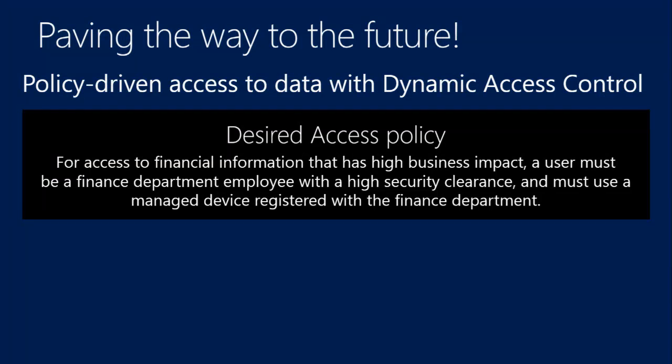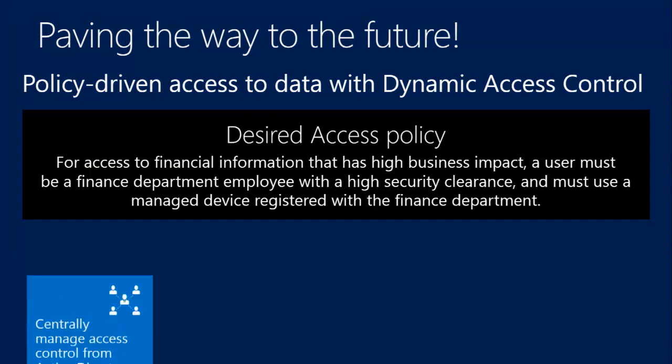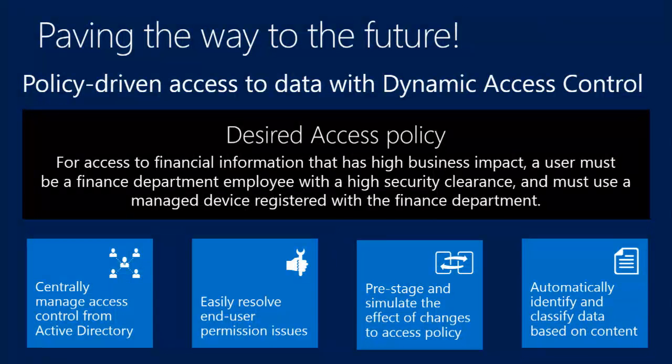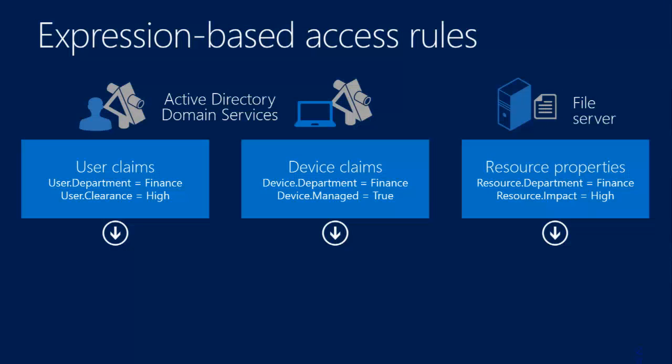Because as soon as Bob moves from accounting and finance over to HR, you now have to undo all the groups and redo all the groups to make all the magic work. So basically, we need a way to have centrally managed access and control from within Active Directory to resolve the end user's problems and issues, pre-stage and simulate this, because these are big, impactful changes you're going to be implementing, and then automatically identify and classify data. This is all handled by what's called Dynamic Access Control and expression-based access rules.